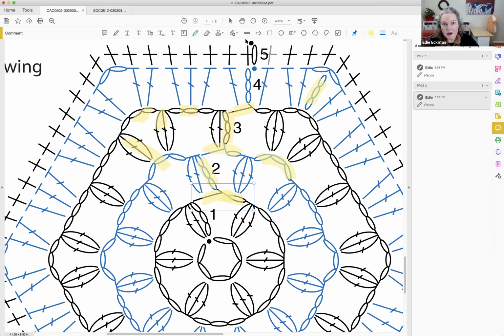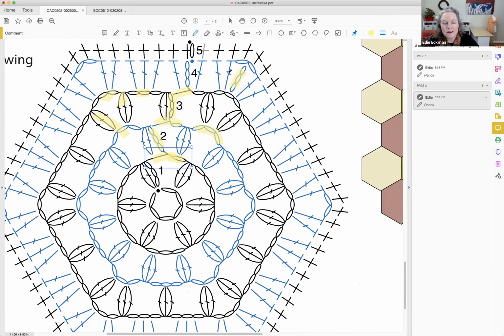But you can tell, if I zoom out a little bit, that chain 3 doesn't belong there. There's not a chain 3 in any other corner. It doesn't make any sense right there because here's where our hook is. Here's where our chain 3 is. So, we're just going to chain 3. We're going to work around this and we're going to ignore this when we get to it.